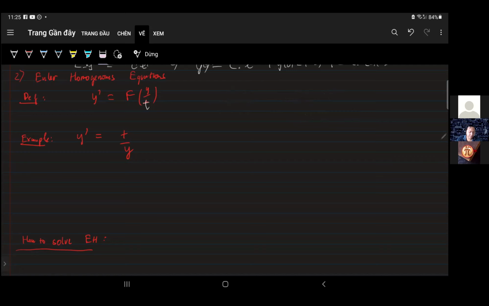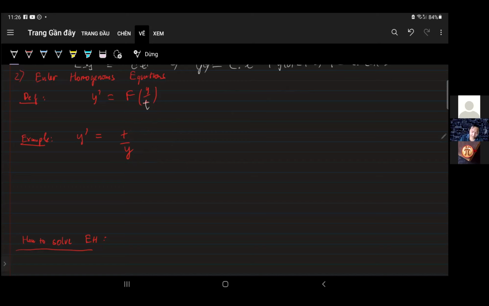So I don't refer that way. I will choose the easier one to do with that. For example, for this one, if I want to test whether it's an Euler homogeneous, I just pick the order of t. Here is 1. The y is 1 over y, right? So y is -1. So 1 plus -1 is 0. Okay, it's vanished. So it looks like the Euler homogeneous.